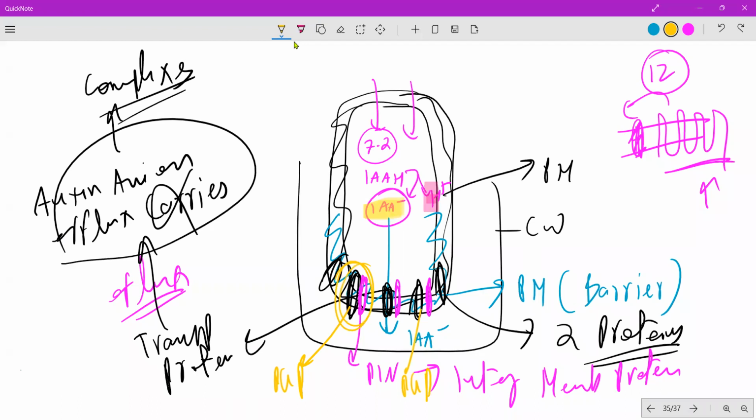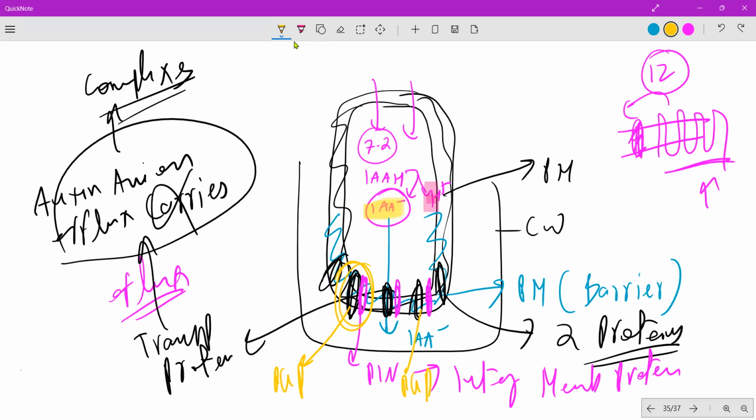So this is one complex. This complex has two proteins. One is PGP, one is pin protein. Now how these PGPs function is still not clear. How this PGP functions in oxygen transport, we have no idea. Still not clear how these PGPs function in oxygen transport.